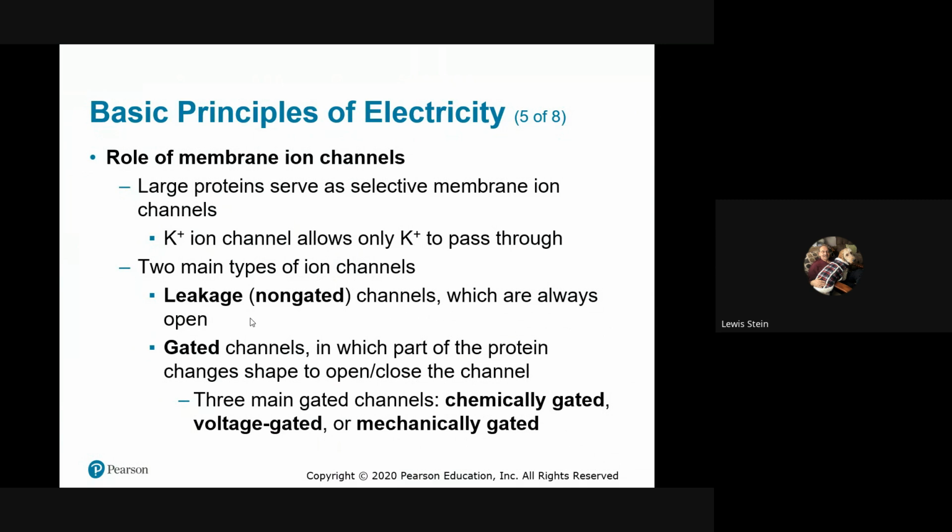We're really not going to talk about mechanically gated channels at all. Chemically, the perfect example was the neuromuscular junction, where the acetylcholine opened a specific gate to allow inflow of sodium and outflow of potassium to create those end plate potentials. And we're going to revisit again, really important today, voltage-gated channels, because this is really how that action potential spreads.